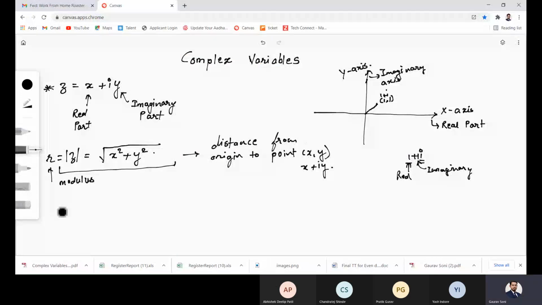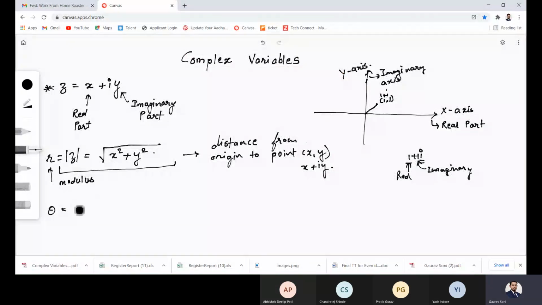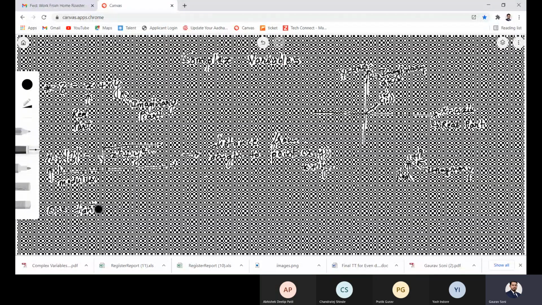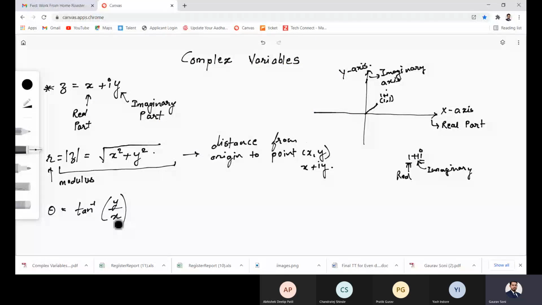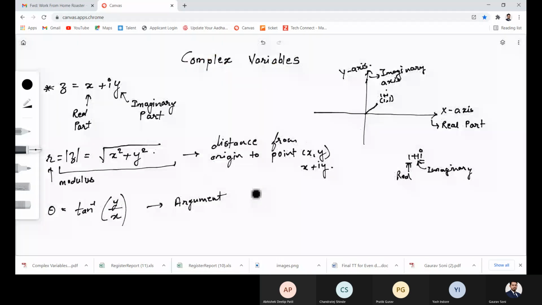Modulus. Okay. Then for every complex number, I can also define theta. Theta in general is given by tan inverse of y by x. Of course, we have to take the quadrants into the picture, but this is the general formula. Tan inverse of y by x. This is called the argument of z.